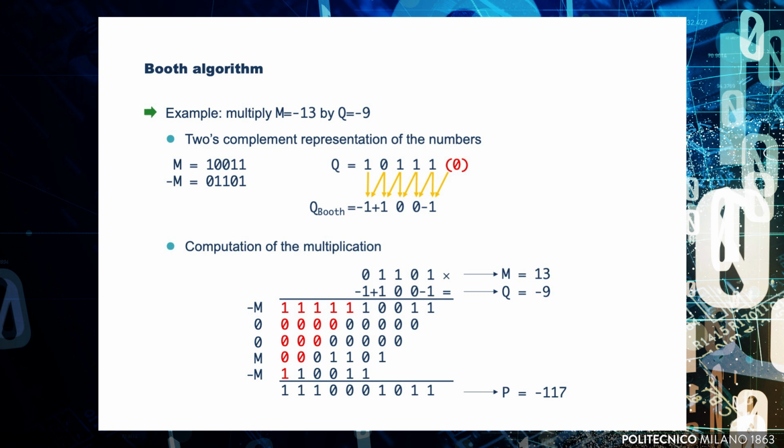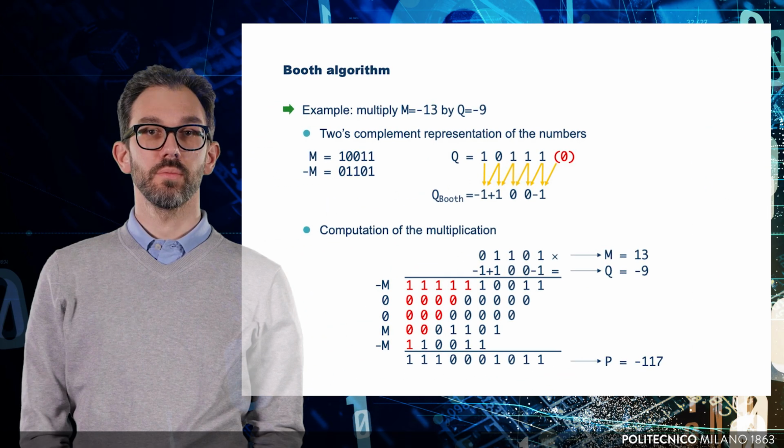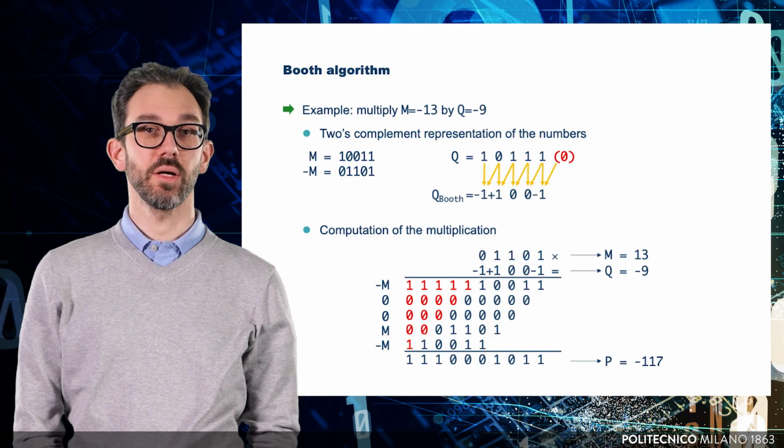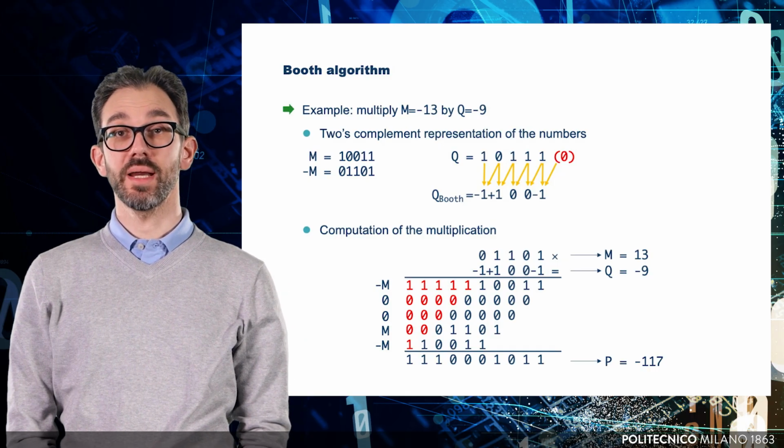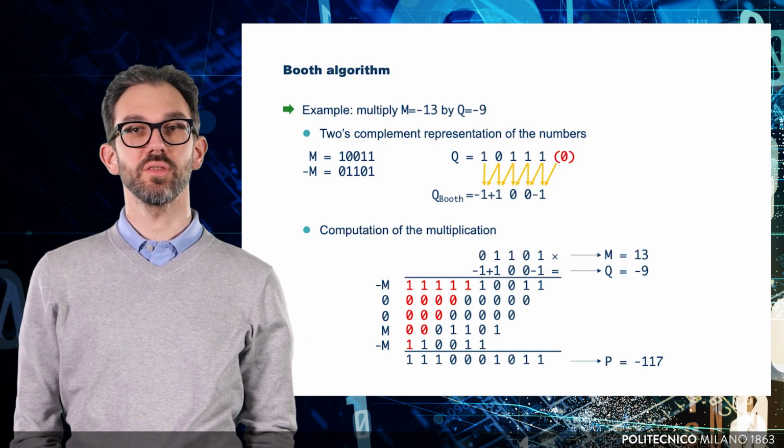The hardware implementation of this method is quite simple. A combinational circuit is used to compute the negation of m. Then, for each row, a multiplexer selects the value to choose among 0, m, and minus m, based on an on-the-fly analysis of the corresponding pair of bits of the original multiplier q. Finally, the sum of the partial product matrix can be performed by any architecture used for unsigned integer multiplication.